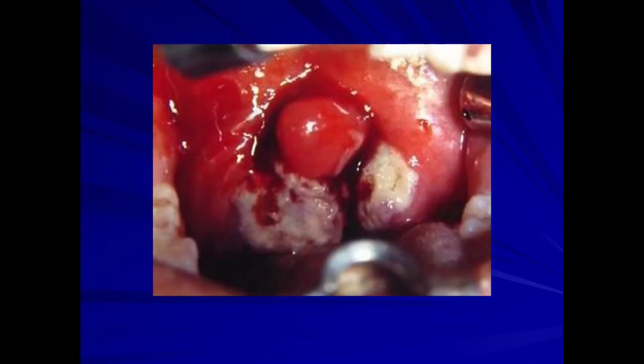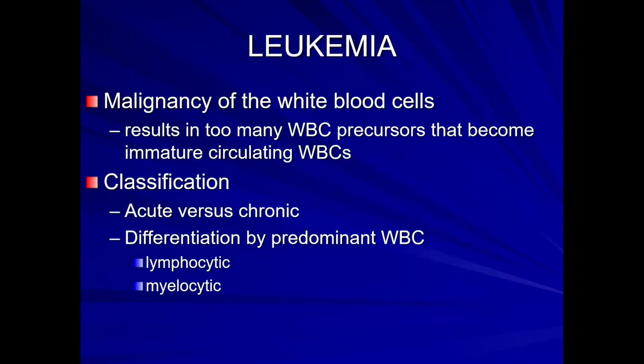These are what some of those oral ulcerations can look like. Pretty painful. Now let's talk about leukemia. So leukemia is a malignancy of the white blood cells, and there's different kinds, but it's cancer of the white blood cells, and it's characterized by an abnormally large number of white blood cells, resulting in an immature form of that circulating white blood cell. So they're not functioning the way that they should be.